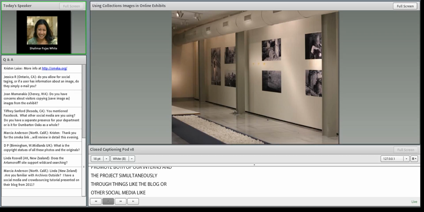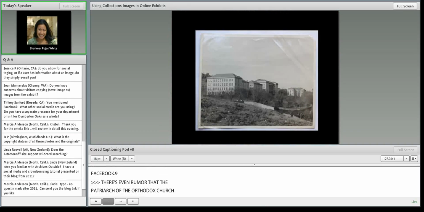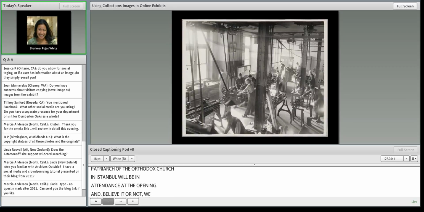There's even talk or a rumor that the Patriarch of the Orthodox Church in Istanbul will be in attendance at the opening. And believe it or not, we continue to find new Artamonoff photographs. Ever the sleuth, Gundar and Ali's research for the exhibition catalog turned up Artamonoff images in the Robert College archives at Istanbul, as well as those in New York at the Rare Book and Manuscript Library at Columbia University.